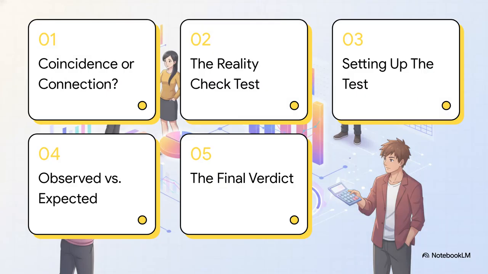So, here's our game plan. First, we'll talk about the main question, coincidence or connection. Then we'll introduce our tool, the reality check test. After that, we'll set up the ground rules for the test itself. Then comes the main event, observed versus expected. And finally, we'll deliver the final verdict.